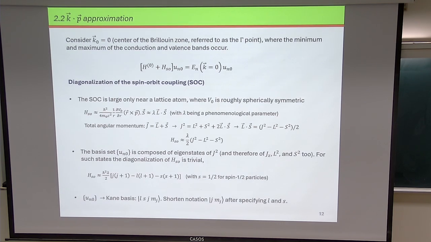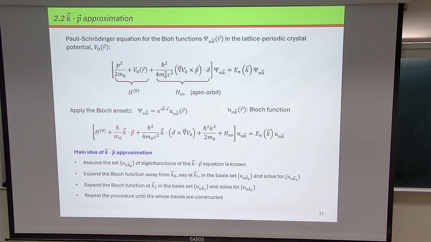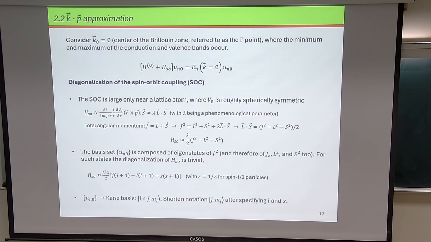And then you put k equals 0 in this equation, so this k dot p term goes away, right? And so, let me see here. Okay, at k equals 0, this goes away, this also goes away, this goes away, and I then just have H naught, which is the kinetic energy plus the periodic potential and the spin-orbit term. Okay, so I get this equation here.